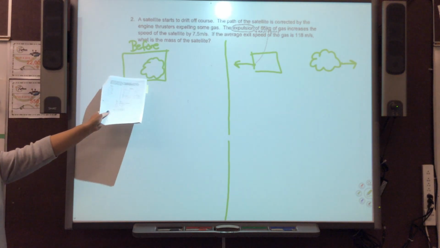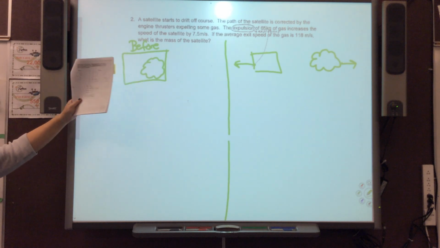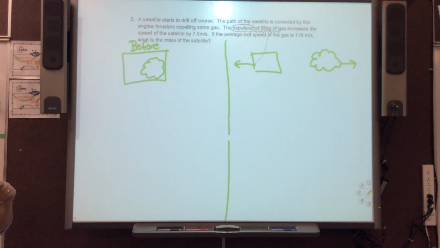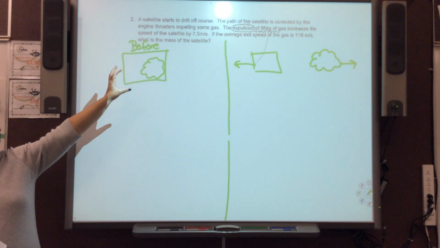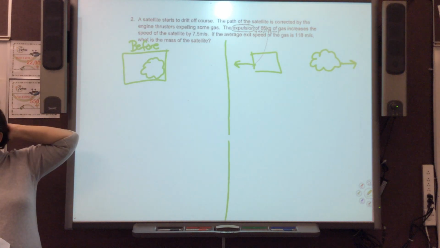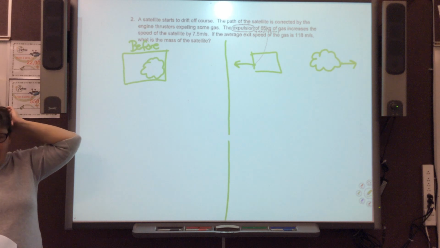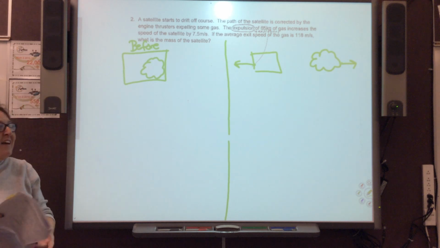So what do we notice about this before, satellite with the engine thrusters? What can we not assume about it? What knowledge could we have about that? We have the gas weighing 65 kilograms. Yep. And then it's speeded up to 7.5 meters per second. Yep. We're going to get there. But what do we notice about this diagram? It must be... I like that. I was kind of hoping for a reprieve, but okay.